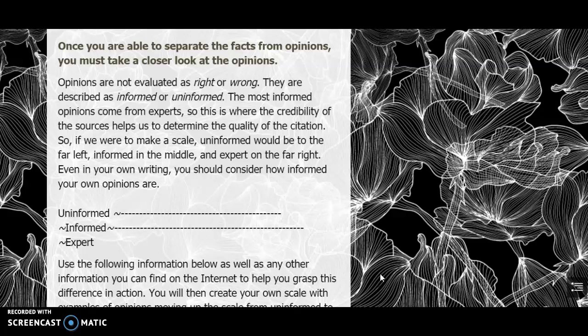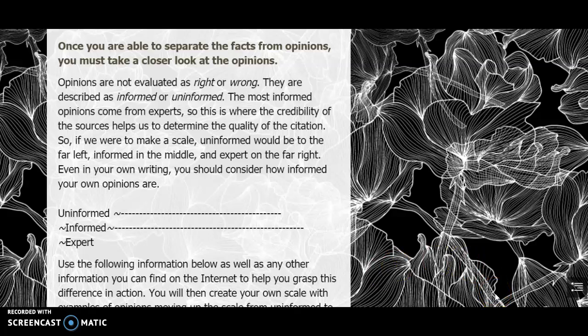Opinions are not evaluated as right or wrong. They're described as informed or uninformed. The most informed opinions come from experts, so this is where the credibility of sources helps us to determine the quality of a citation. So if we were to make a scale, uninformed would be to the far left, informed would be in the middle, and expert on the far right. Even in your own writing, you should consider how informed your own opinions are.